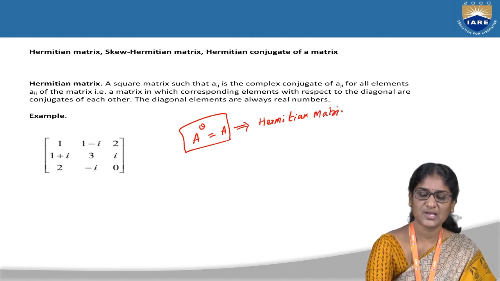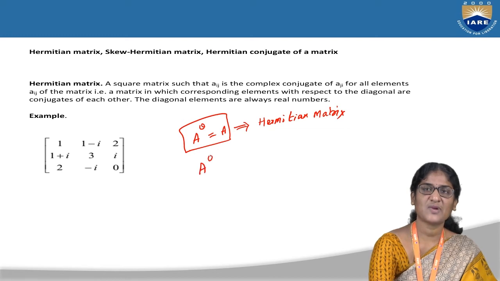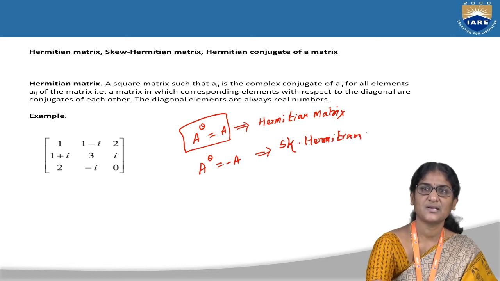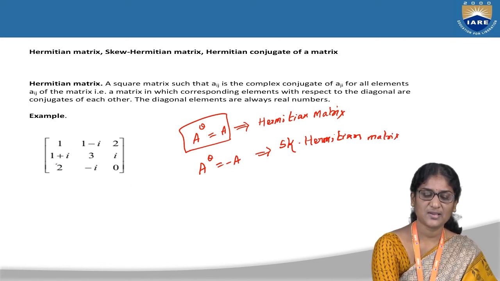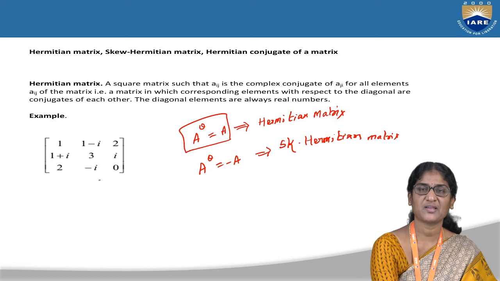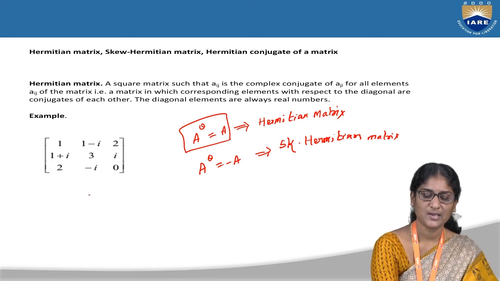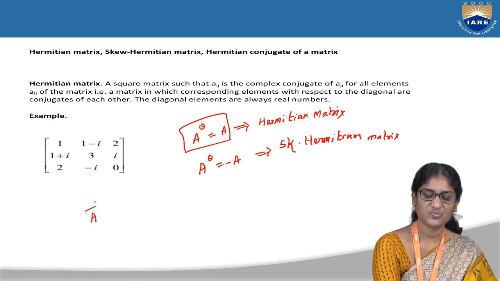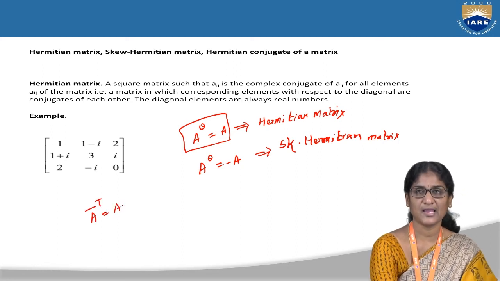If the conjugate transpose of the given matrix is equal to minus A, then you call it a skew-Hermitian matrix. Here I have given one example, reading column wise: 1 plus i, 2, 1 minus i, 3 minus i, 2i, 0 is a good example of a Hermitian matrix. You can check here whether A bar transpose gives A again.